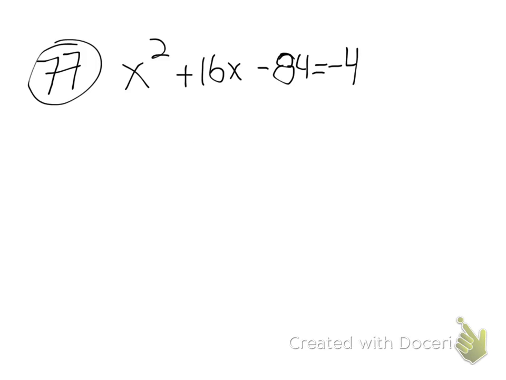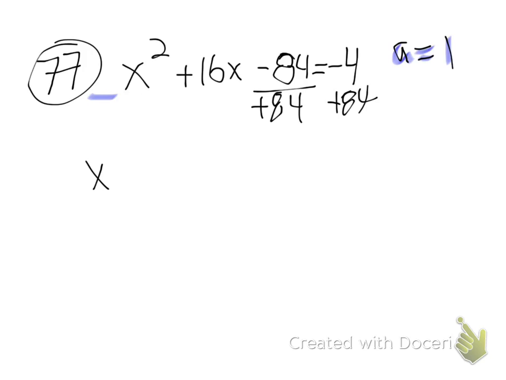So let's look at what we have right here. We have x squared plus 16x minus 84 equals negative 4. In order to use completing the square, our a has to be 1. If it's not 1, we have to divide everything by it and make it 1. And we want this space to be empty. We don't want anything there. So we're going to add this 84 over to the other side, and we get x squared plus 16x equals 80.